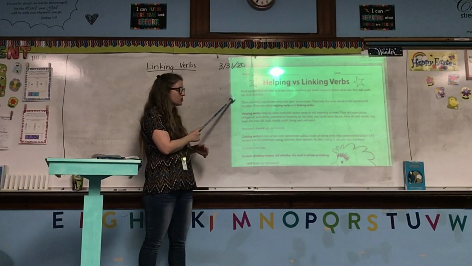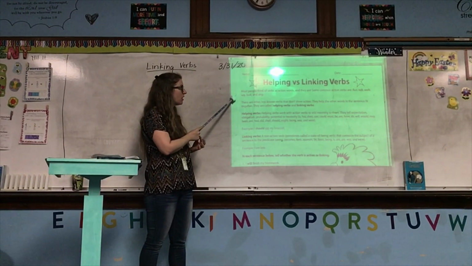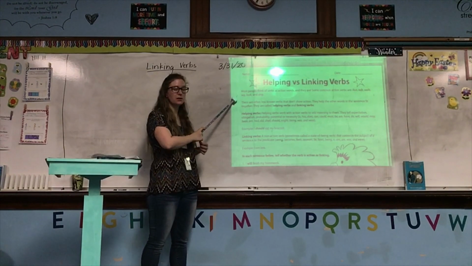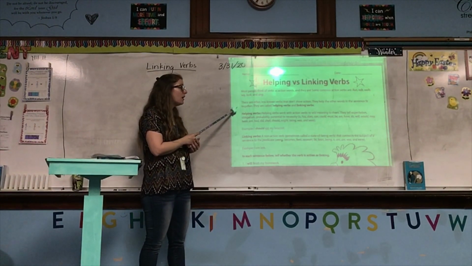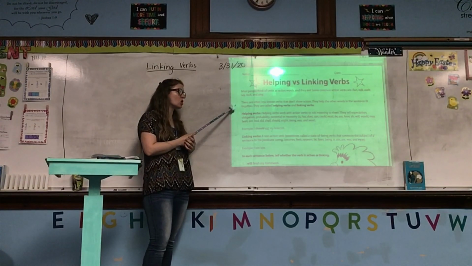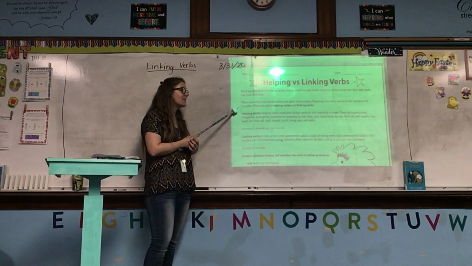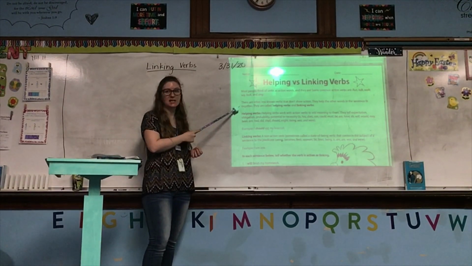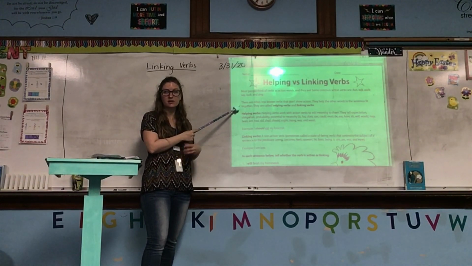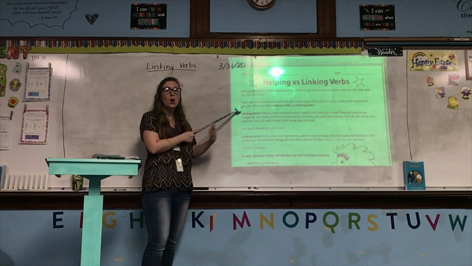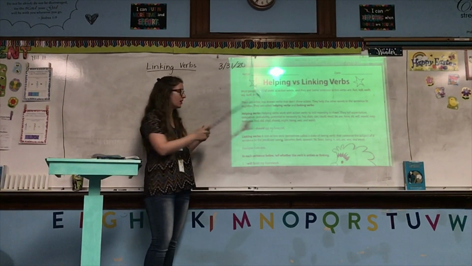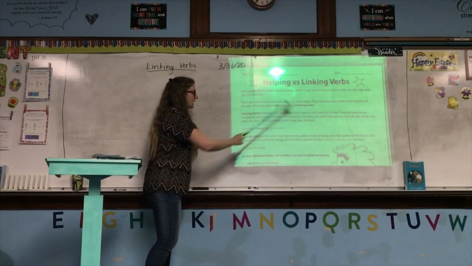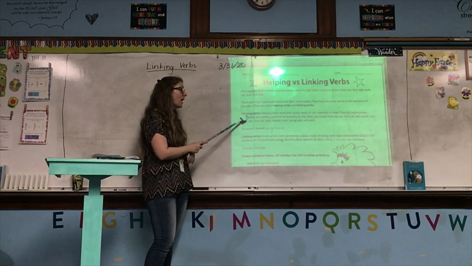Some common action verbs are run, talk, walk, say, look, and sing. We can do all of those things. There are other less known verbs that don't show action. They help the other words in a sentence fit together. Now, whether those are nouns and adjectives or nouns and more verbs, that's what tells us whether they are helping or linking verbs. So, helping verbs.